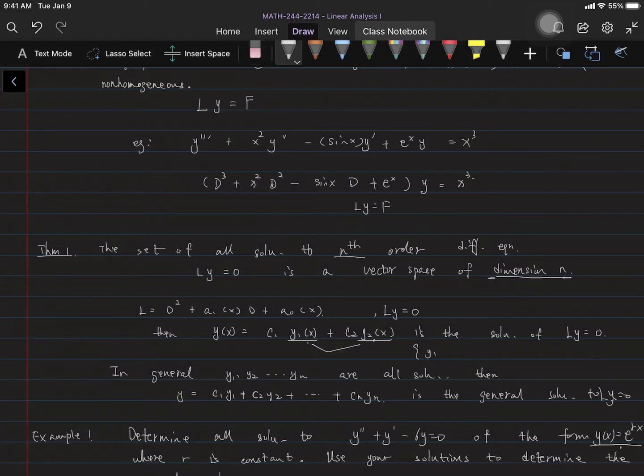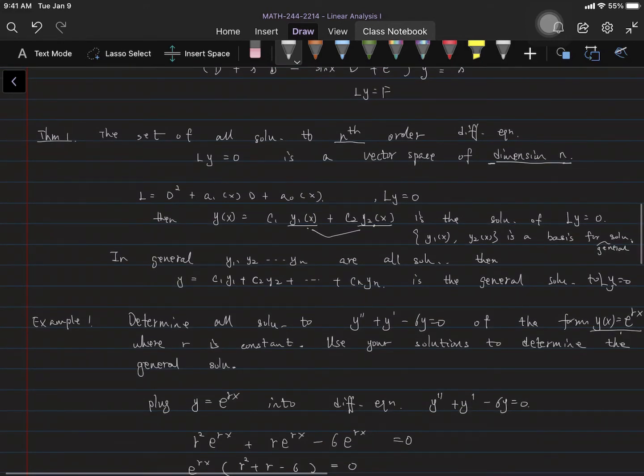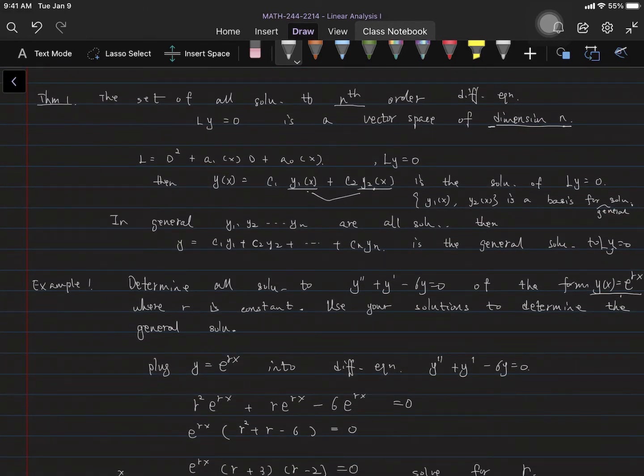You can also say this one. y1 of x, y2 of x is a basis for the general solution. Okay, for the general solution. So definitely we know the number of basis elements is the dimension, so the dimension is 2. For second order, the dimension is 2. Third order, the dimension is 3, which means we have 3 solutions. In general, for the nth order differential equation, we should have n solutions. And what's the general solution? A linear combination of those n solutions. Okay, that's theorem 1.